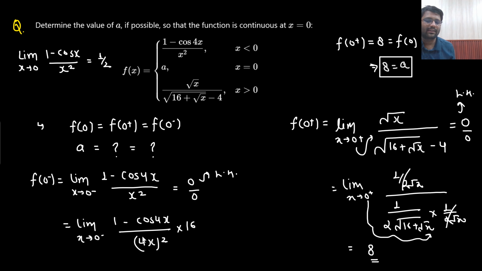So 16 and 16 will get cancelled out. 1 minus cos 4x divided by x square will give me 1 by 2. So what will be the answer? 1 by 2 into 16, the answer will be 8 only.